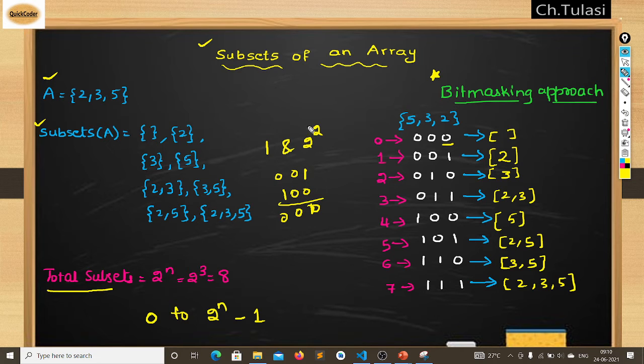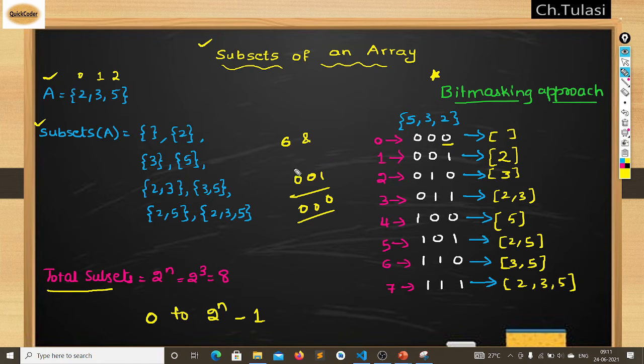Now let's take this 6, so that you will understand very well. 6 and 2 power 0. 6 means 1, 1, 0 in binary, and 2 power 0 means 0, 0, 1. At the 0th position, there is no 1. Is it right? Yes. So I will not include the array of 0 element. This is the 0 position, 1 position, 2 position.